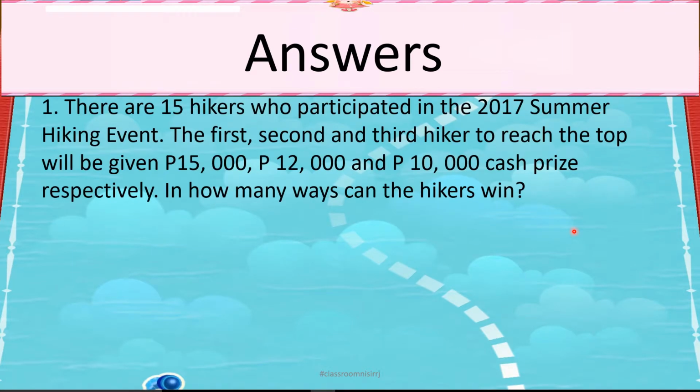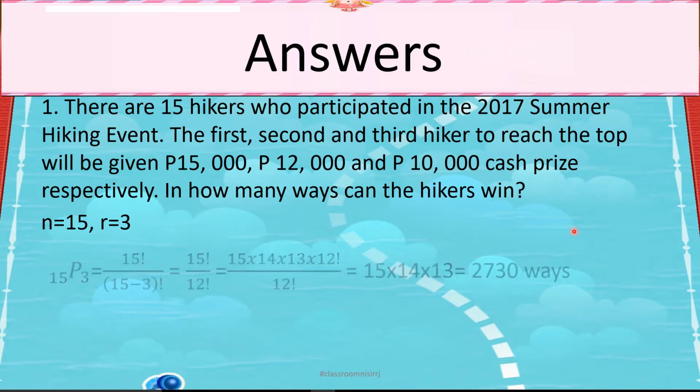In our first problem, there are 15 hikers who participated in the 2017 summer hiking event. The first, second, and third hiker to reach the top will be given 15,000 pesos, 12,000 pesos, and 10,000 pesos cash prize, respectively. In how many ways can the hikers win? Since we have 15 hikers who participated, n is equal to 15. And since they are looking for the 3 positions, r is equal to 3.